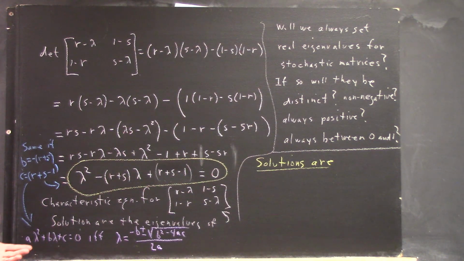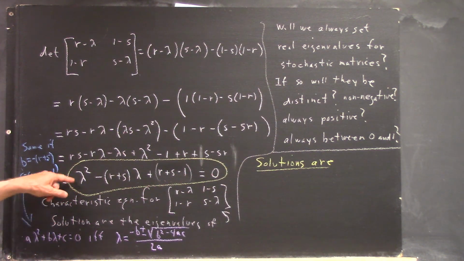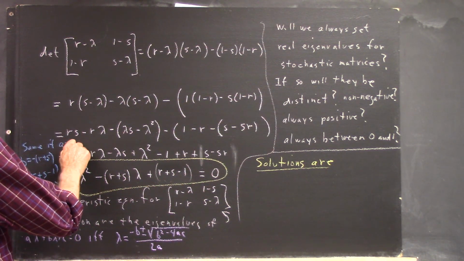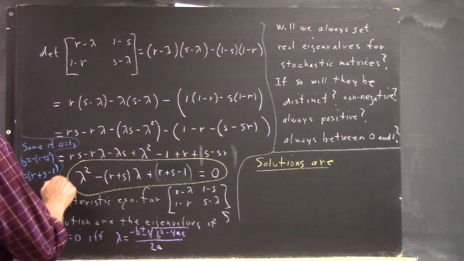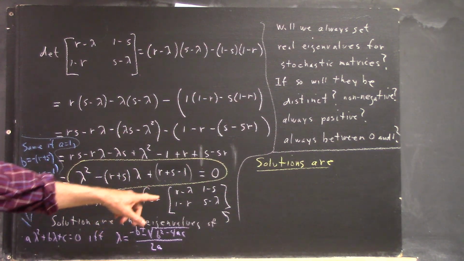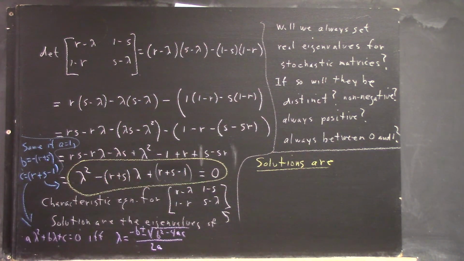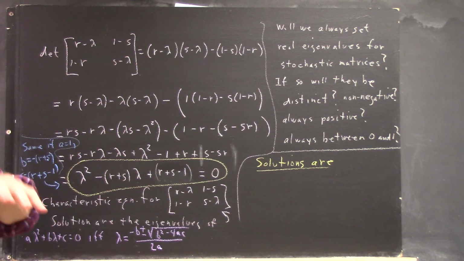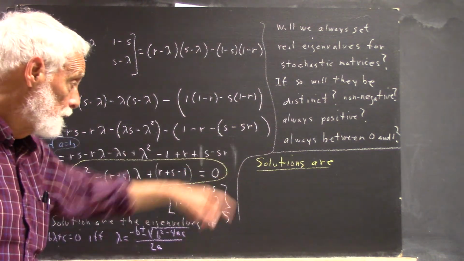And of course, what's A? 1. Well, A is what's in front of lambda squared, and that's 1, right? So maybe I should have written that down. Okay, these are the same, provided A is 1, B is negative R plus S, and C is R plus S minus 1. Now, that's pretty easy once you learn to look at it, but if you haven't ever looked at the quadratic equation like that, and haven't done a lot of work with symbols, it can be a little confusing. So in any case, what are our solutions then?